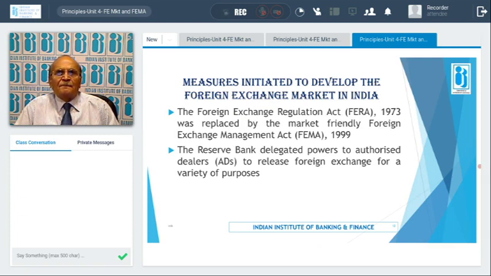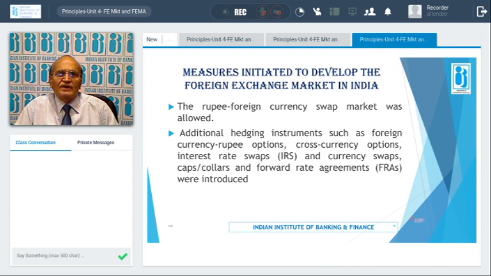What are the measures taken by the government and the RBI in developing the foreign exchange market in India? As we said earlier, in the initial period the Foreign Exchange Regulation Act was passed. Subsequently, this act was replaced by the market-friendly rules and regulations called the Foreign Exchange Management Act in 1999. The Reserve Bank of India delegated powers to authorized dealers to release foreign exchange for a variety of reasons.